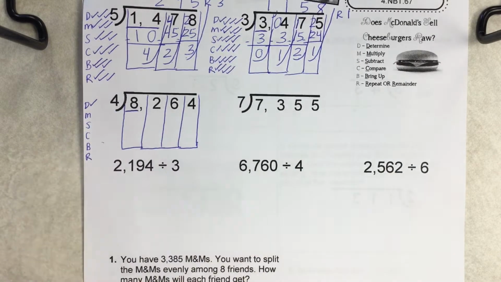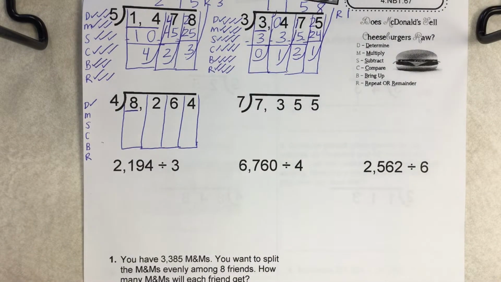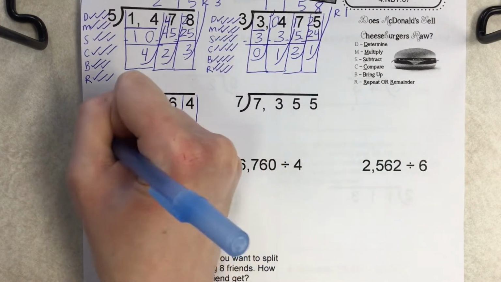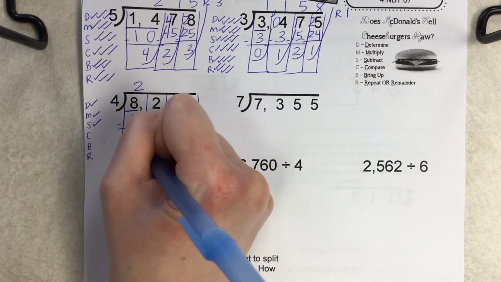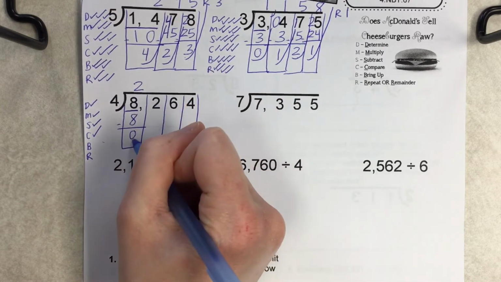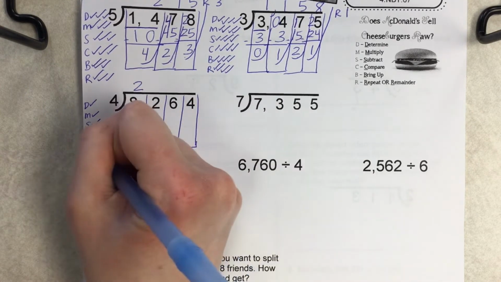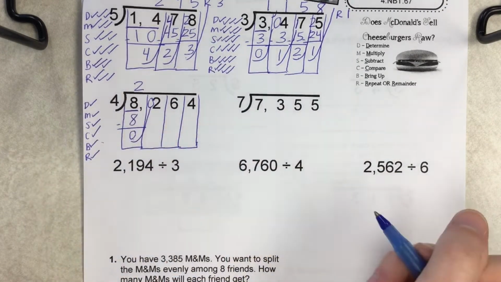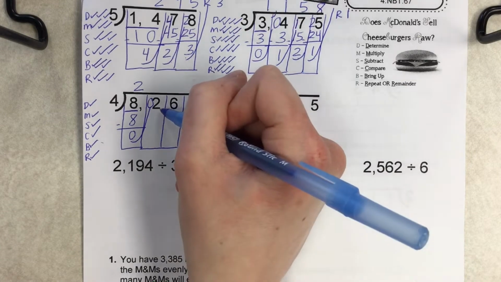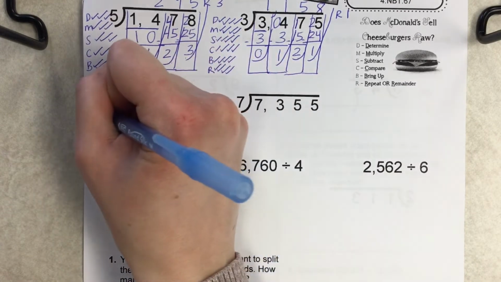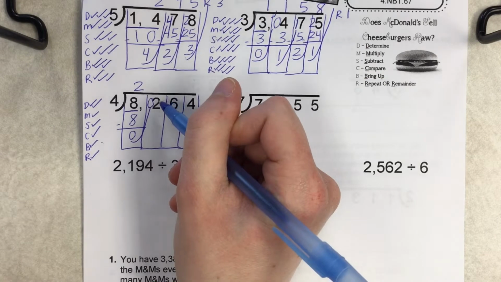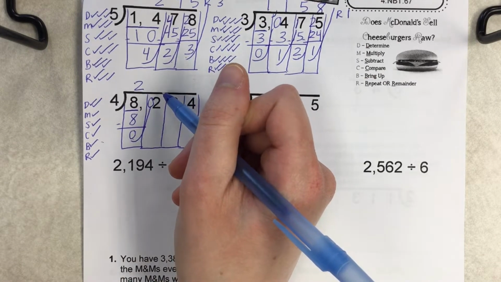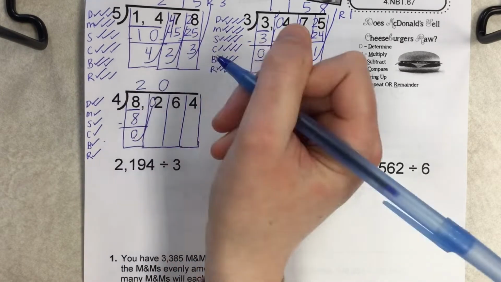Still on determine. 4 times what gets me close to 8 without going over? 2. Multiply. 4 times 2 equals 8. Subtract. 8 minus 8 equals 0. Compare. 0 ropes left. 4 kids. They are happy. Bring up the 0 in front of the 2. Then repeat or remainder. This is a repeat because I have another box. So determine. 4 times what gets me close to 2 without going over? Well, 4 times 1 is 4, and that goes over, so it has to be 0.